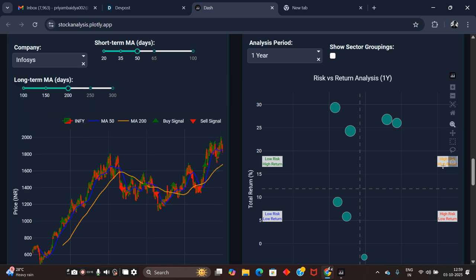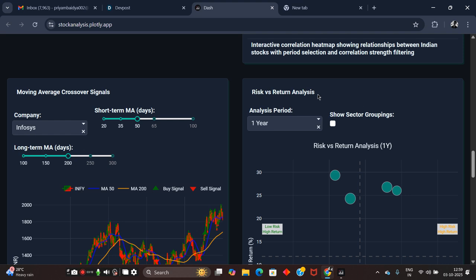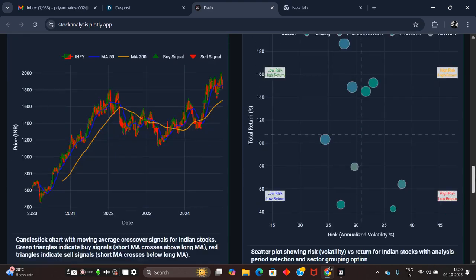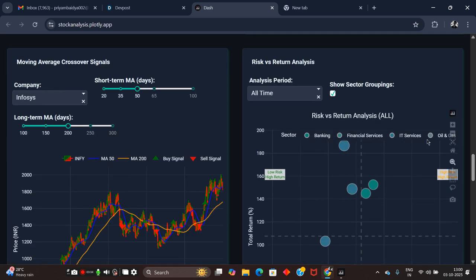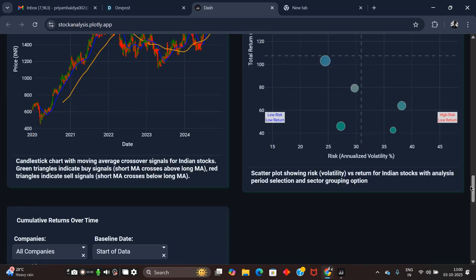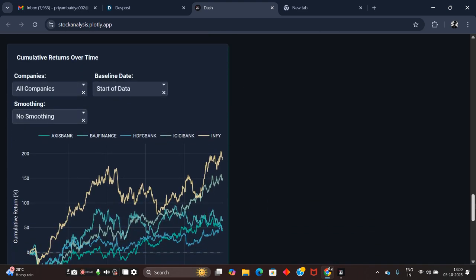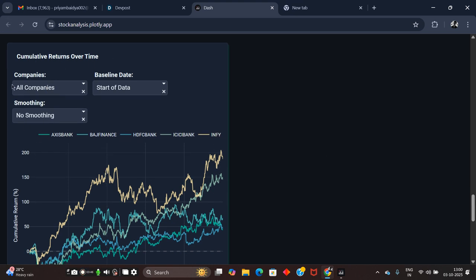Okay. Now, as we move to the next part, the risk and return analysis, this chart positions companies based on risk and return, guiding future-proof investment choices. And the analysis period can be 2 years or all time. We can see the sector groupings here: banking, financial, IT, and oil and gas. Oil and gas have not been included in this particular design, as I have only chosen IT and banking services sectors. So in the cumulative returns over all time, this is the complete summary of all that have been listed.